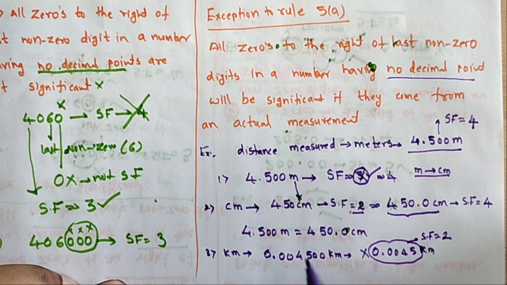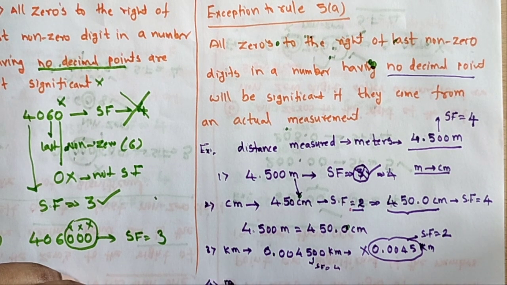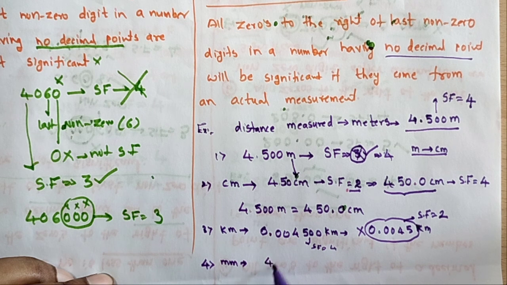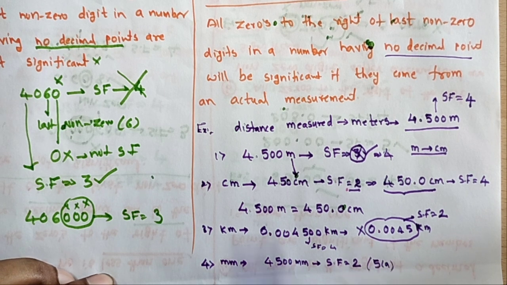So this meter is converted to kilometer. How to write it? 0.00 — these two zeros are not significant. So 4500 has 4 significant figures, so it is correct. And what about the millimeter case? In this one, 4500 millimeter is exactly correct. But in 4500 millimeter, what is the significant figure? The significant figure is 2, according to rule number 5a.